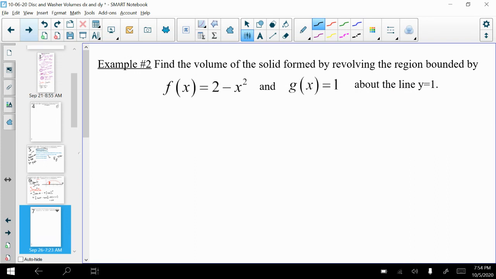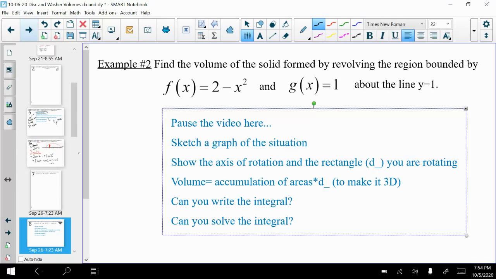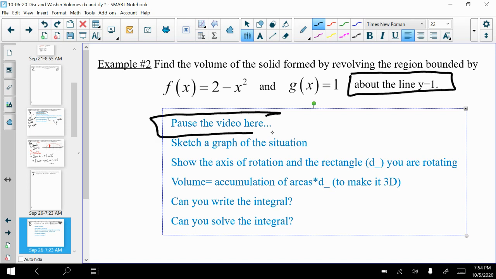So example 2. We're going to find the volume of the solid formed by revolving this region. And this time, we are spinning it around this line y equals 1. So that is my axis of rotation. Okay, so let's pause the video, sketch your graph, show where you're rotating. Decide do you want to use dx or do you want to use dy? What's going to be more convenient? And then go ahead.